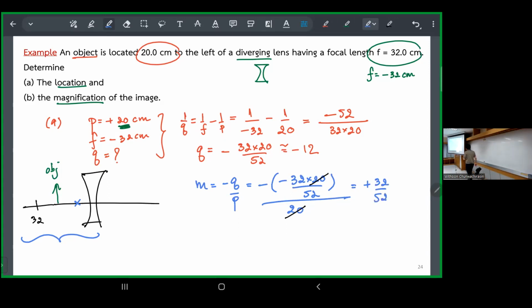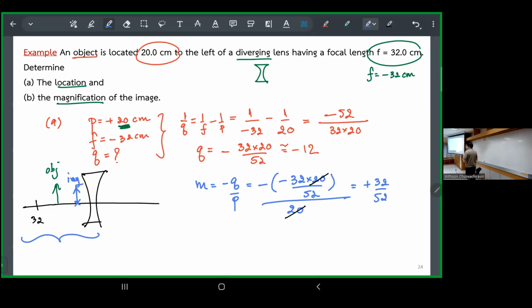As you can see, I got the magnification to be less than 1. The magnitude of it is less than 1, so at least your size is going to be reduced. The image will be reduced in size, but you have a positive sign in it, so that means your final image will be upright, still pointing up. So it's reduced a little bit, not too much, but it's still upright. That is your image location. Perfect. Done.